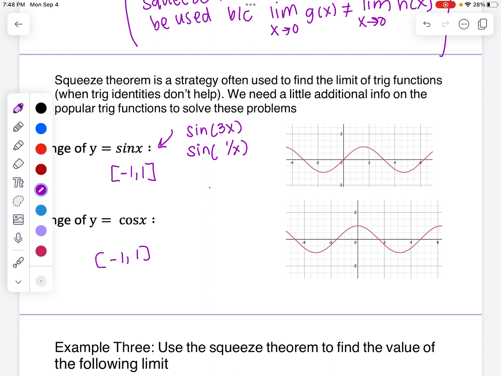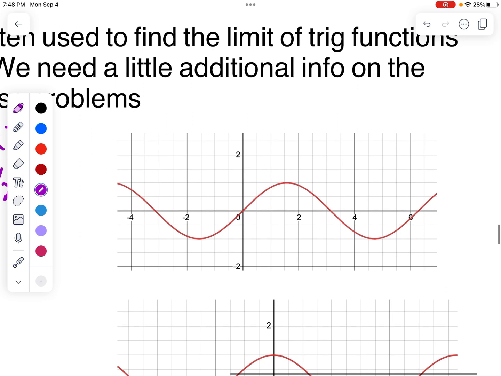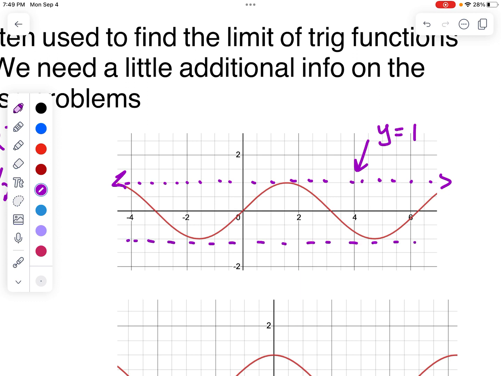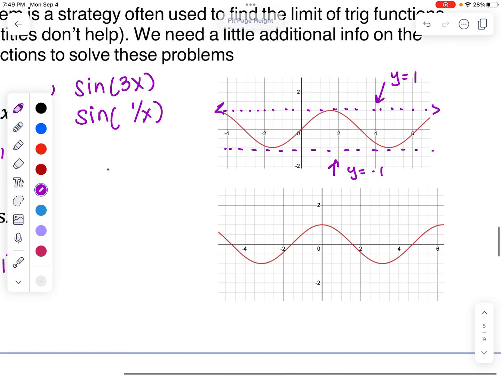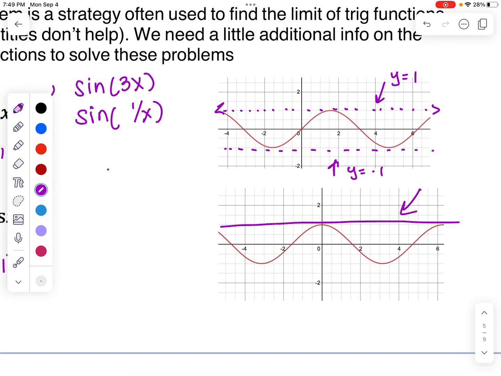Another way to think about this right here is that this falls between, and this is going to come on the next page, y equals 1, because that's technically what that line is right here. And it falls between y equals -1. And that's the same thing for this cosine function. It falls between y equals 1 and y equals -1. And we're going to come back to that on the next page, but that's important for these functions.